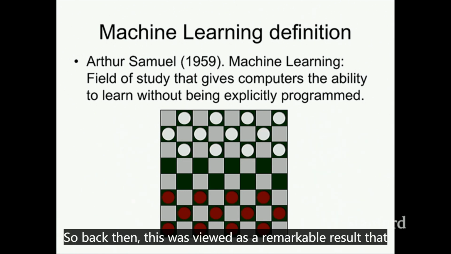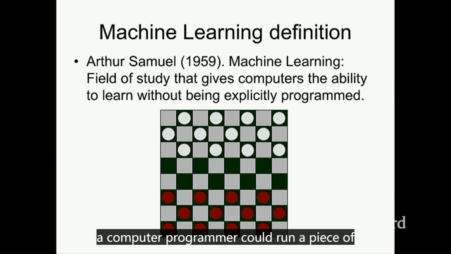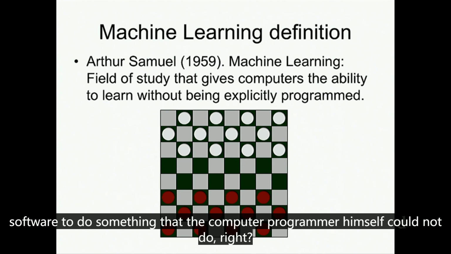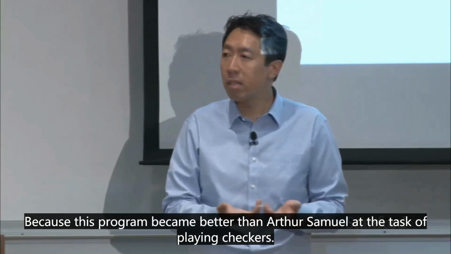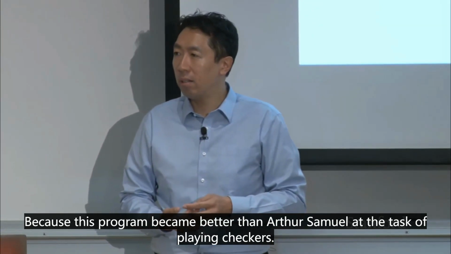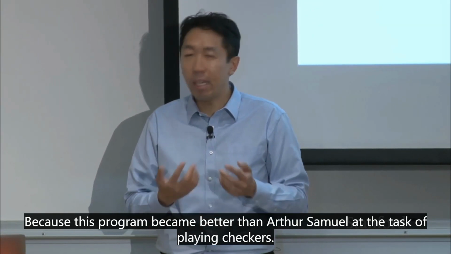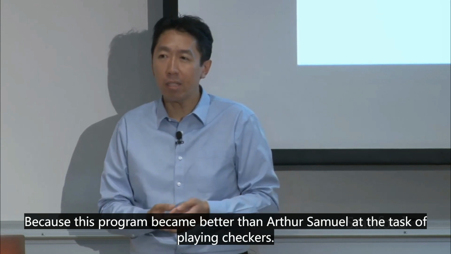Back then, this was viewed as a remarkable result: a computer programmer could write a piece of software to do something that the programmer himself could not do, because this program became better than Arthur Samuel at the task of playing checkers.